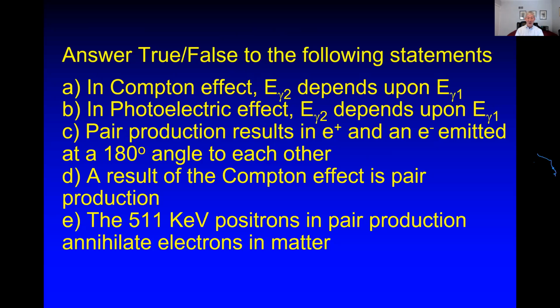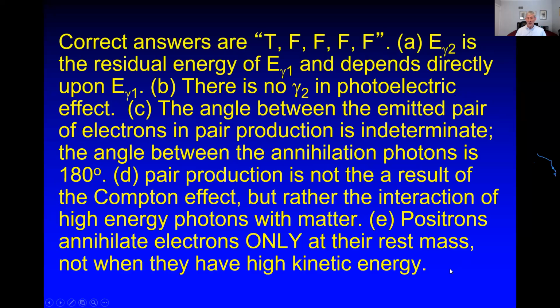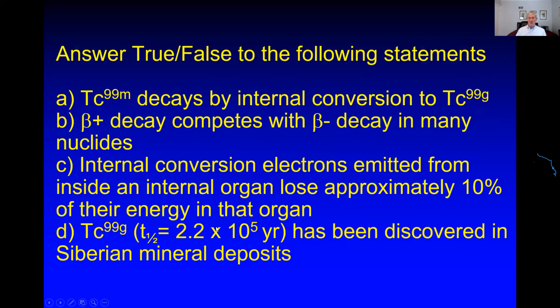This is stating the 511 keV positrons in pair production. They're not 511 keV. They could be anything, but they're not 511 keV. But even if they were, they cannot annihilate electrons, way too high in energy. So here's a very lengthy explanation for all the parts of that question.